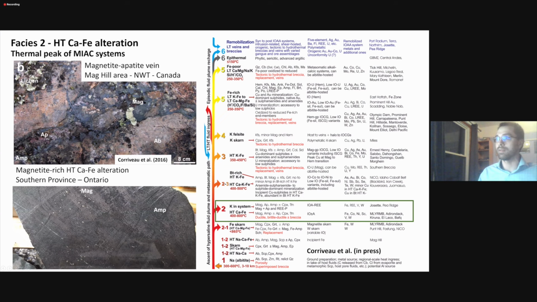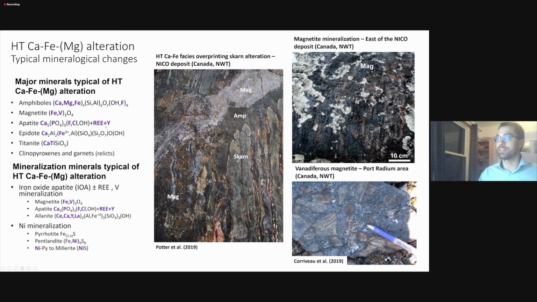This is an example here of this alteration facies in the southern province from the SPG property, where we have amphibole and magnetite, showing that in the southern province we could find evidence that there was a zone of higher temperature alteration that exists and is still preserved in the rocks. So typical minerals are amphibole, magnetite, and apatite, which can become quite significant in certain of these alteration zones. Epidote and titanite can become a very important accessory phase. And then we can have variable relics of garnet, especially if this alteration overprints earlier skarn alteration.